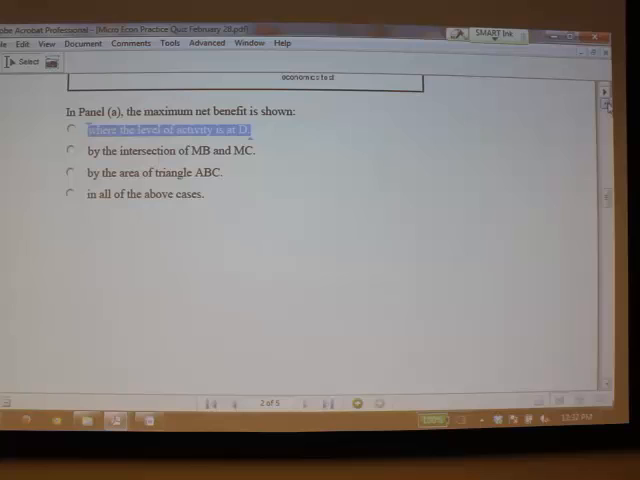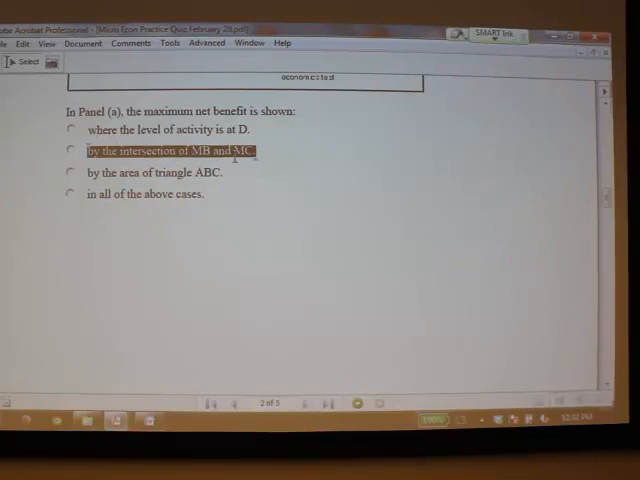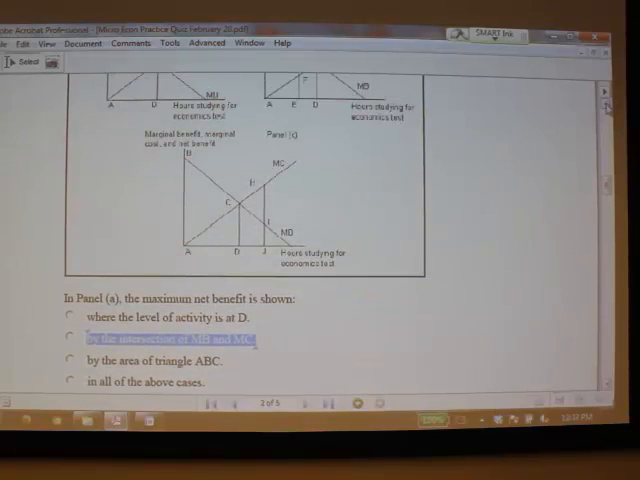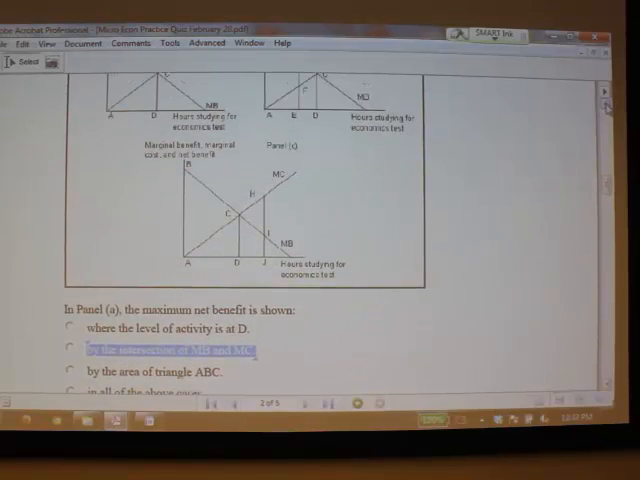But we can't move on just yet, because all of the above is also an option. So let us check now question 2. The maximum net benefit is shown by the intersection of marginal benefit and marginal cost. That means right here, right? This is the intersection of marginal benefit and marginal cost. That happens to be at a level of activity of D. So that's also true. So both A and B are true.